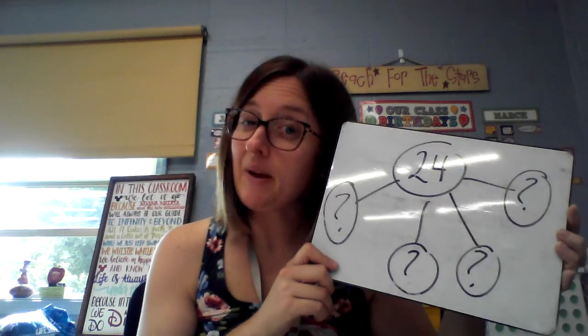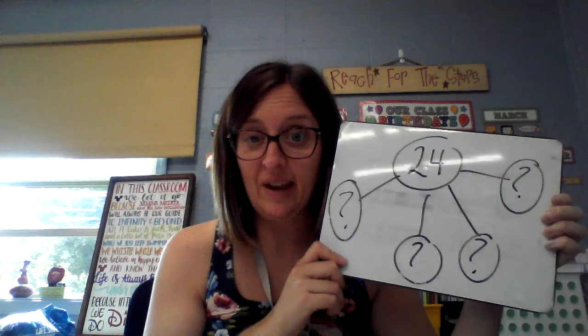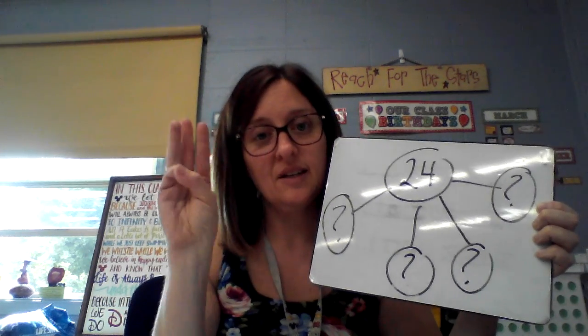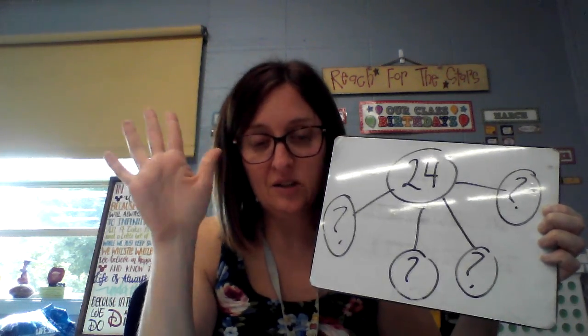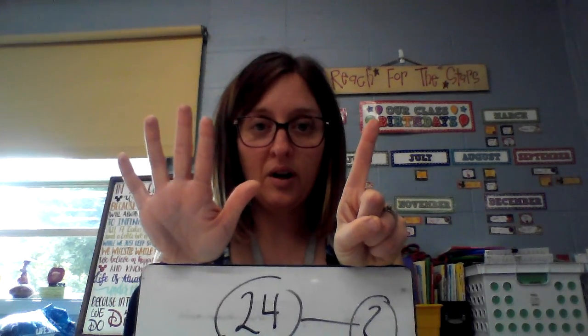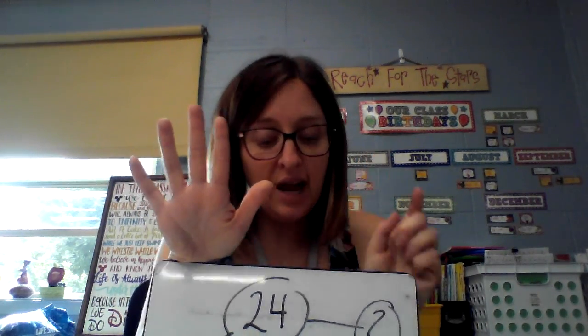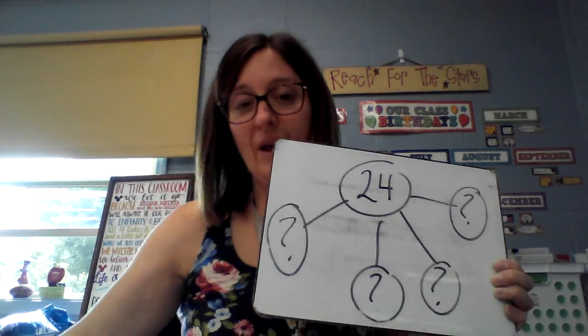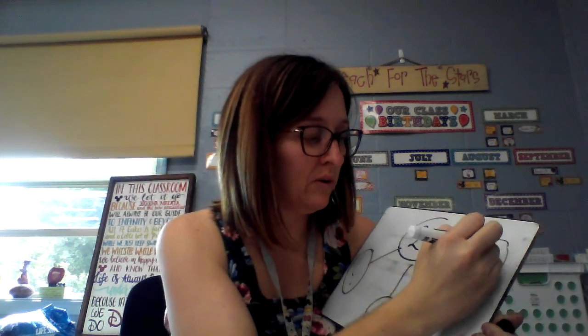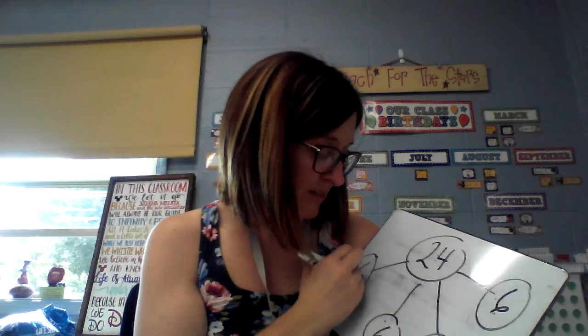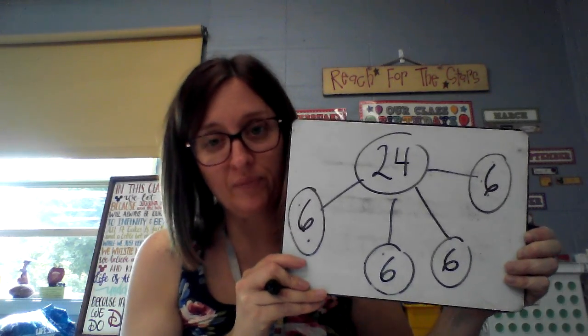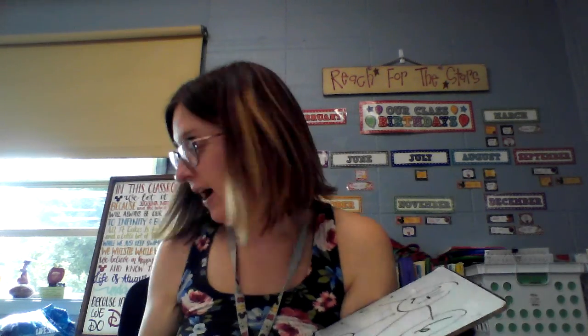Maybe we should skip count by 4 until we get to 24 to find that out. So 4, 8, 12, 16, 20, 24. I had to skip count by 4 6 times to get there. So I could get rid of those question marks and put in 6s, because we now know that 4 6s or 6 4s makes 24. So 24 divided by 4 equals 6. Let's take a look at another example.